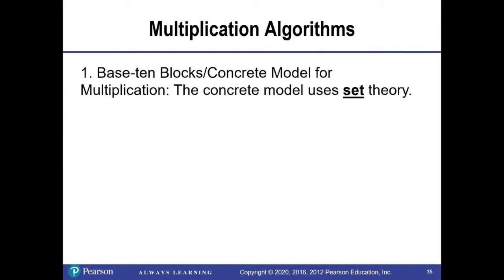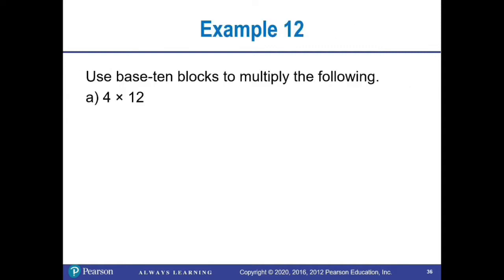Our first algorithm is the base 10 blocks, or the concrete model for multiplication. This model uses our set theory. So with the base 10 blocks, remember we're using our units for our ones, our longs for our tens, and our flats for our hundreds. In our first example, we're multiplying 4 times 12. Well, we can write 12 as 1 long and 2 units.